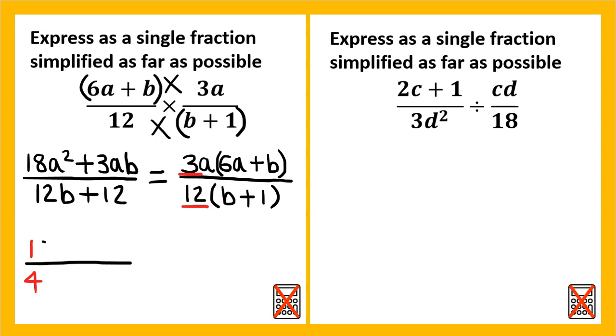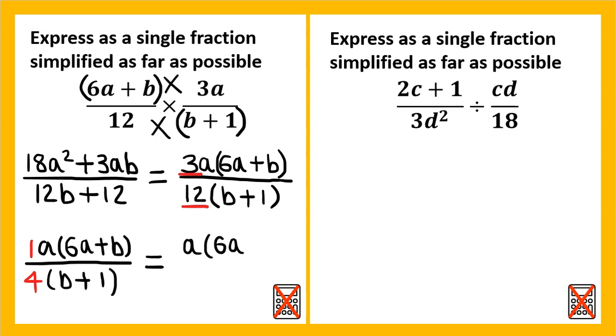Nothing else can be simplified, so everything remains the same, meaning this can be tidied up to give us a bracket 6a plus b at the top and 4 bracket b plus 1 at the bottom. There's no need to expand these brackets, as that would be no more simplified than what we already have. On to the next, remembering to use keep, change, flip.